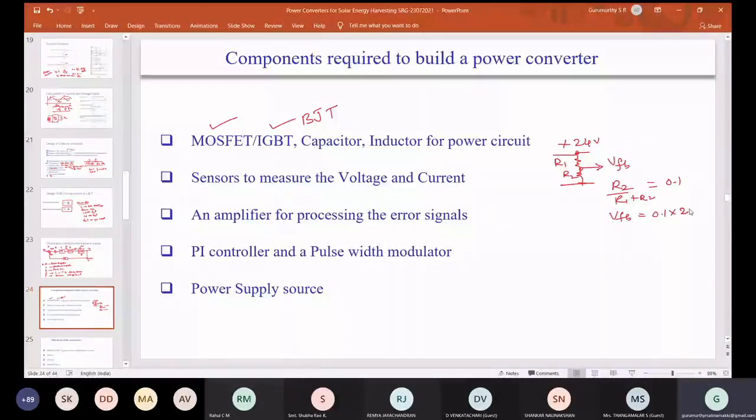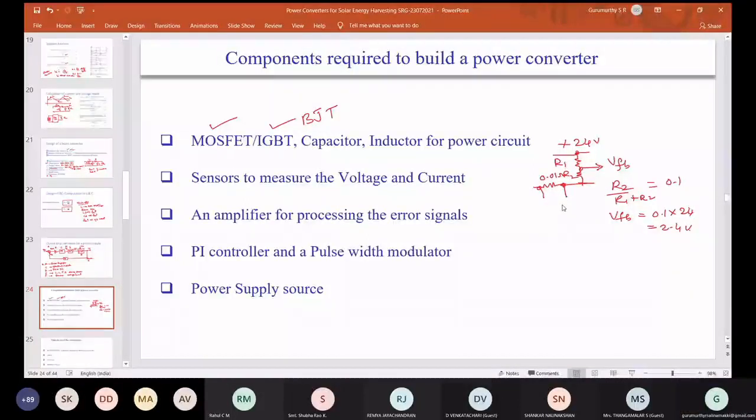Suppose you want to sense the current. So just have one small resistor which may be 0.01 ohm, so it does not affect your output performance. Then you take this as a current feedback. So this is what the current and voltage sensor is about.